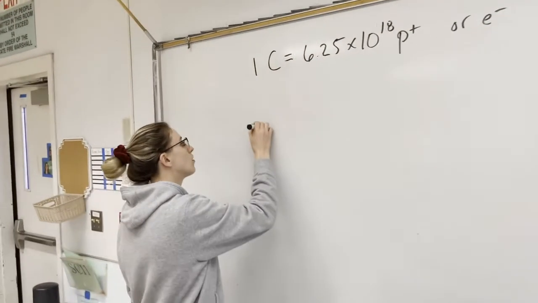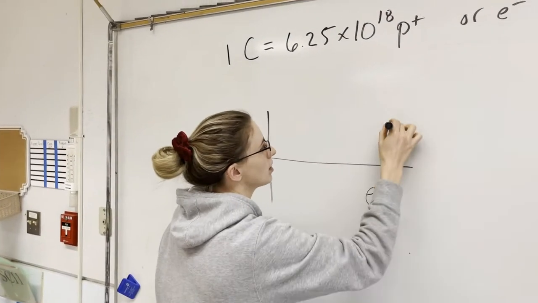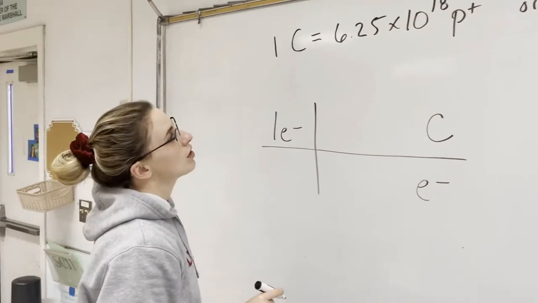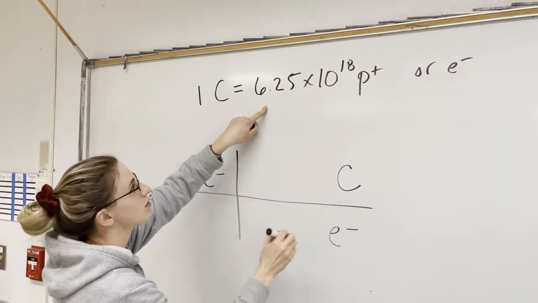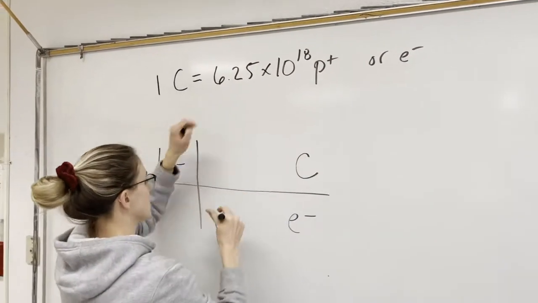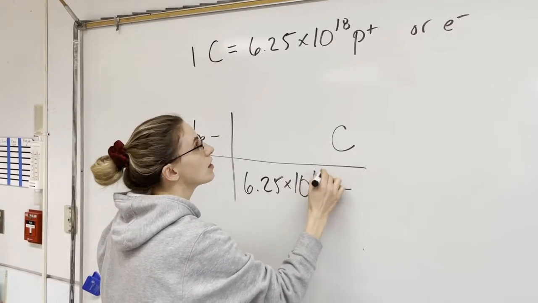Okay, you want to know how many coulombs it is. So electrons is going to go on the bottom, and I'm going to try to find coulombs on the top. Should I make a fraction out of this? No, just put it in. So what's attached to electrons is this number right here, 6.25 times 10 to the 18th electrons.